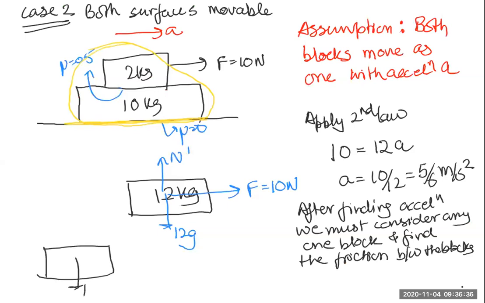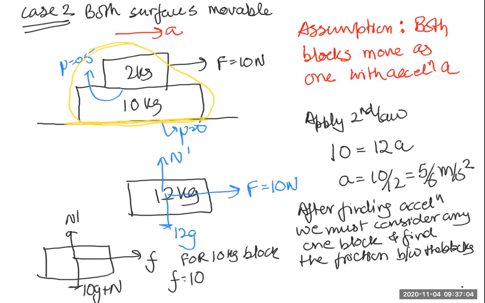to write down 10g plus N, and then due to the floor, N dash, actually you don't have to do this. We don't need to draw the vertical forces, because no slanted forces are acting here. And the force here is the force of friction. So for the 10 kg block, we will have F is equal to ma, and that is equal to 10 into 5 by 6, that is equal to 50 by 6 newtons.